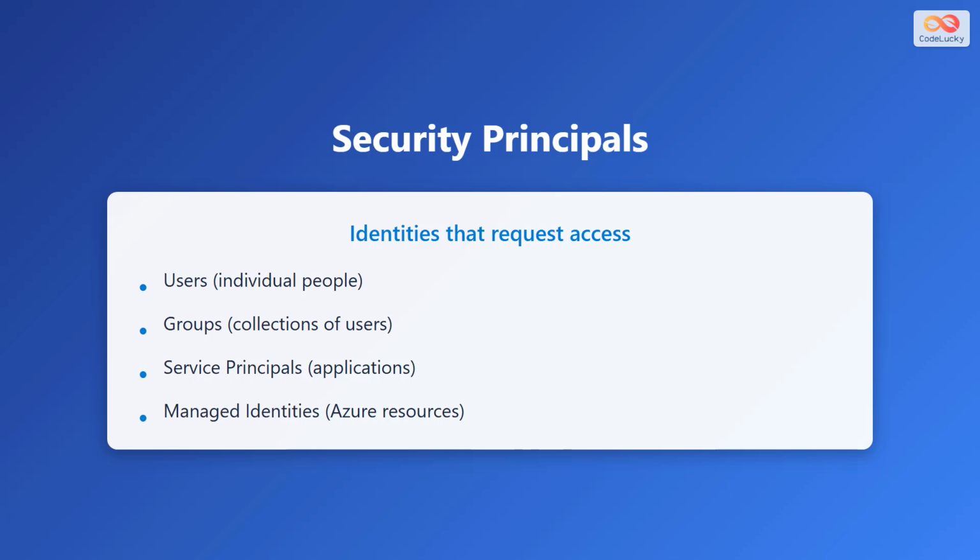Security principals represent the identities that request access to Azure resources. There are 4 types. Users are individual people with profiles in Azure Active Directory. Groups are collections of users, making it easier to manage permissions for multiple people at once. Service principals are identities used by applications or services to access resources programmatically. And managed identities are special identities automatically managed by Azure for your cloud applications. Each of these can be assigned roles to access Azure resources.